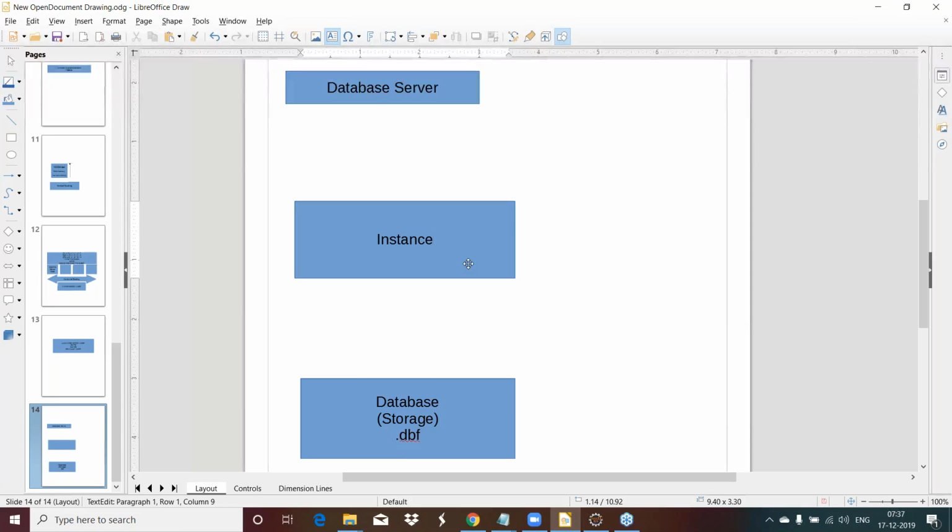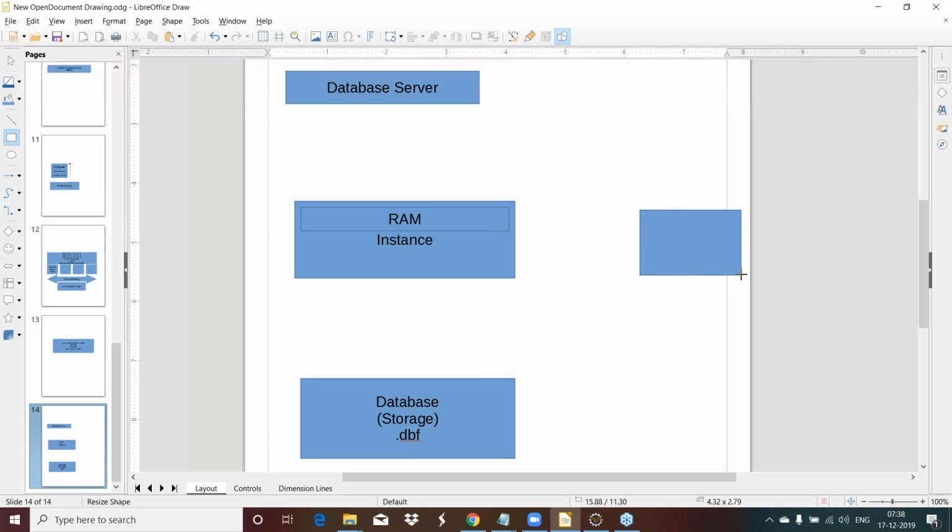So this instance machine is a processing machine, and this basically consists of a huge amount of RAM. So whenever, as a user, you're firing any query, let me say you're firing the query, select these columns from this table, and then you put some where condition or some group by condition or some having condition.